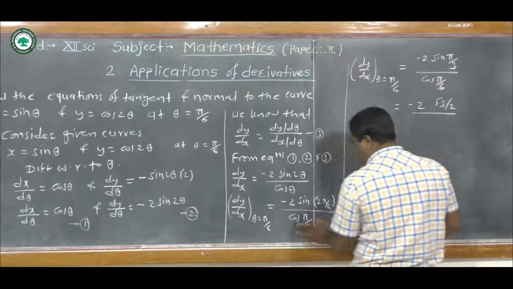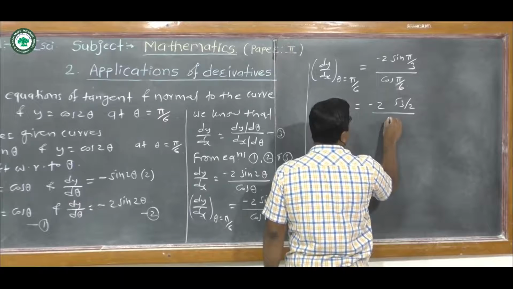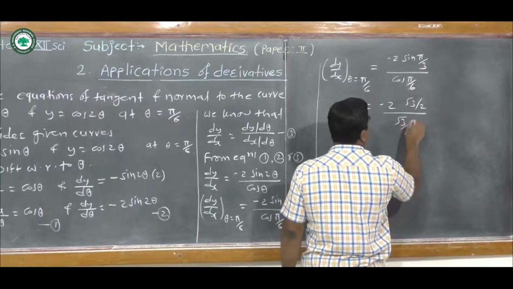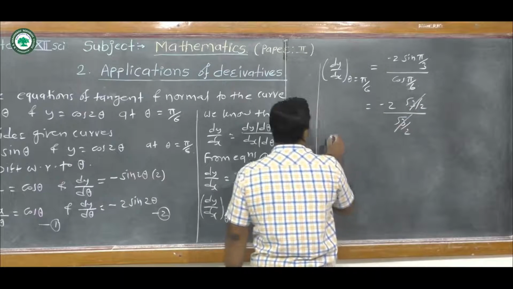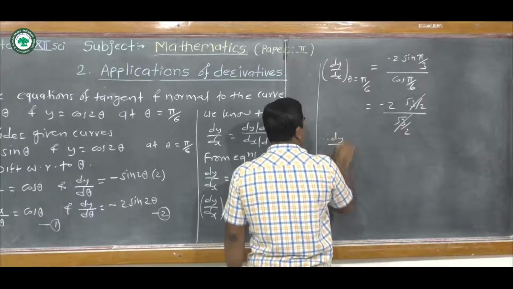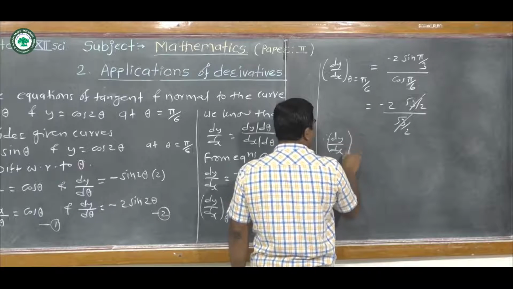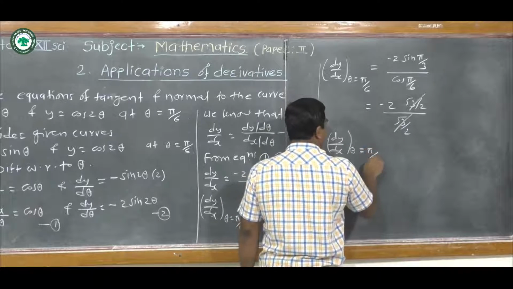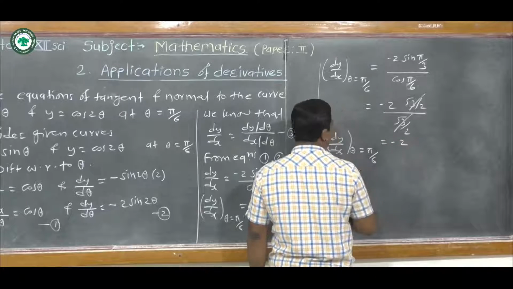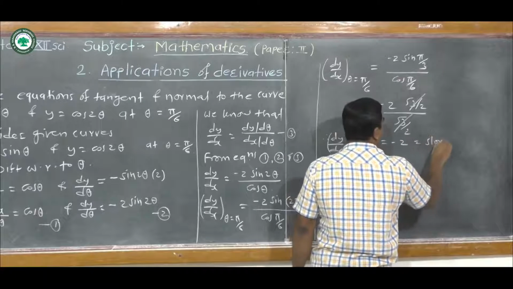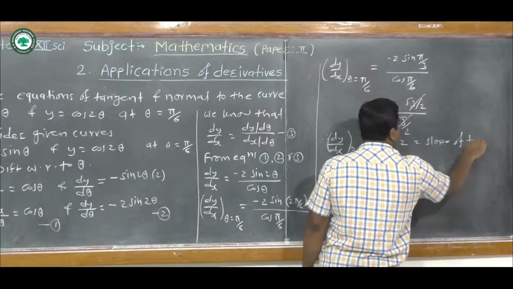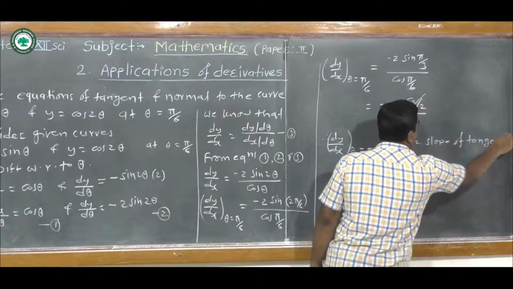Value of cos pi by 6 is again root 3 upon 2. This cancels out, and what remains is dy by dx at theta equal to pi by 6 is equal to minus 2, which is the slope of tangent.